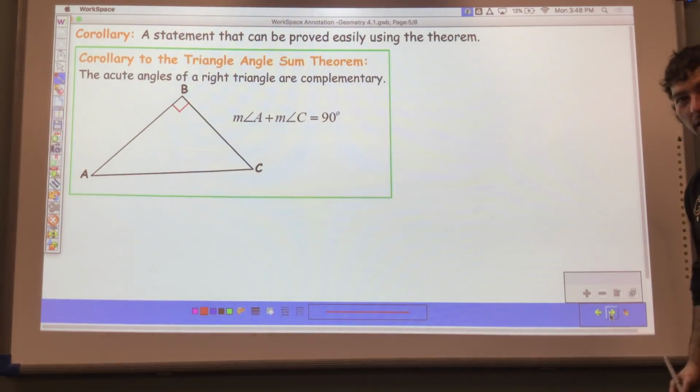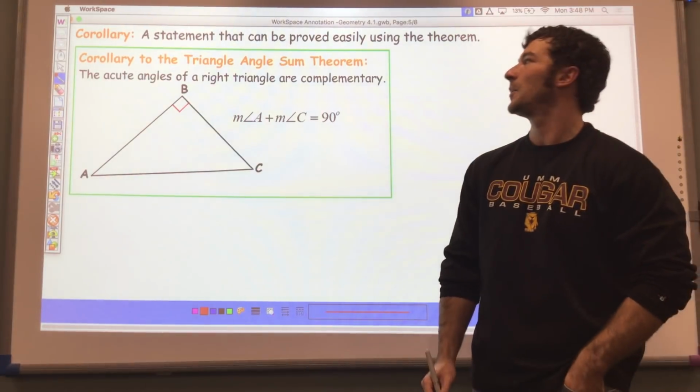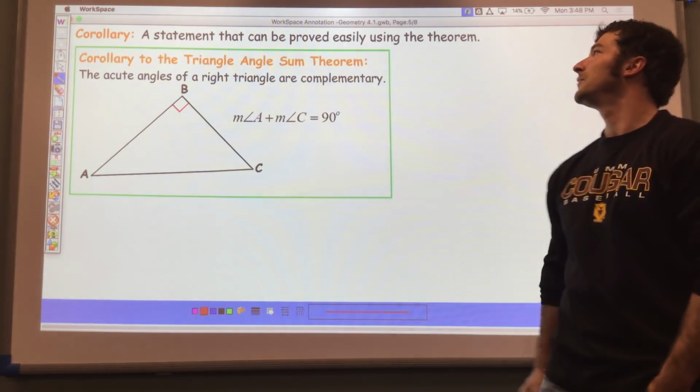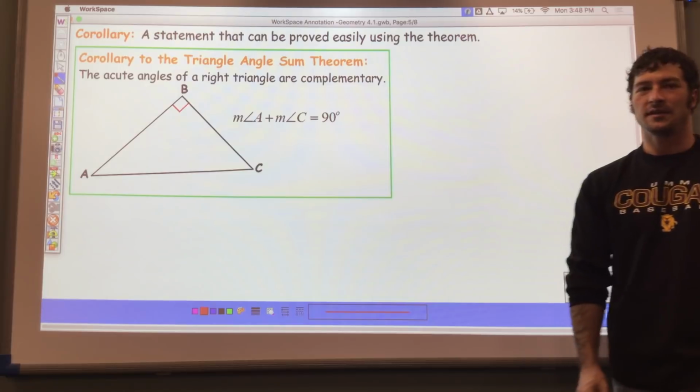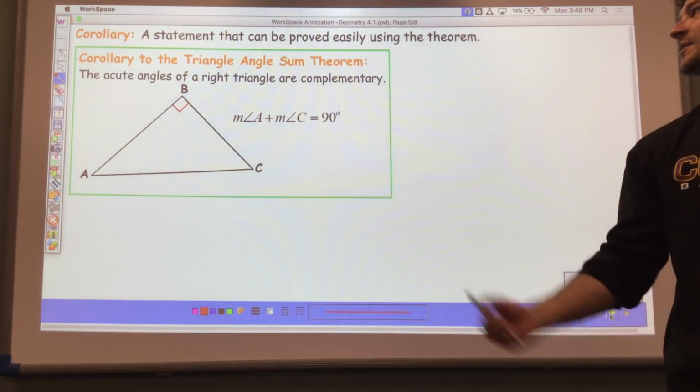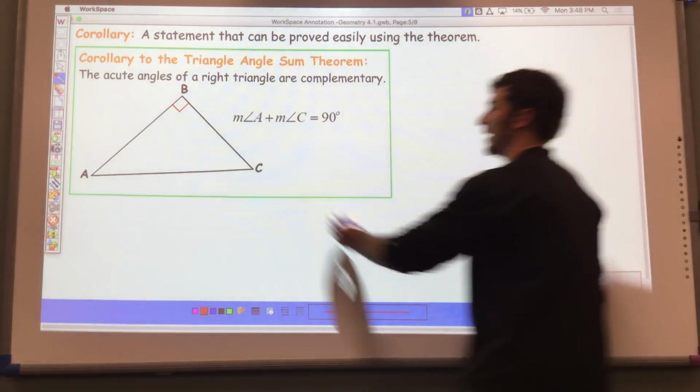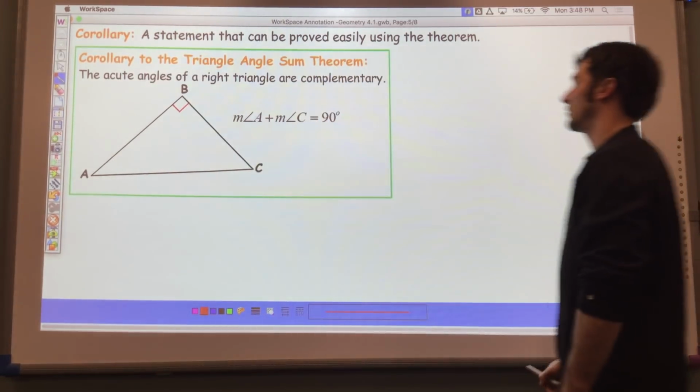Next, we have what's called a corollary. There are just a couple of these that we'll put in that notebook this year. A corollary is simply a statement that can be proven easily using the theorem. So it says the acute angles of a right triangle are complementary. So we will be proving that today. If you have a right triangle, these angles are going to add up to 90 degrees.